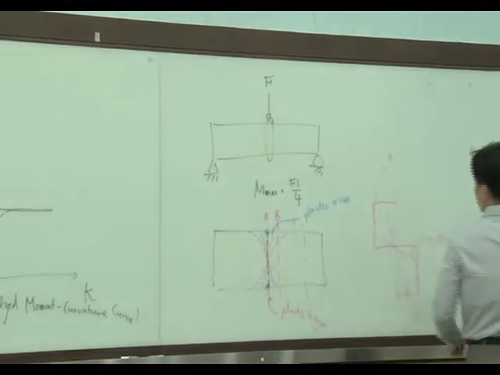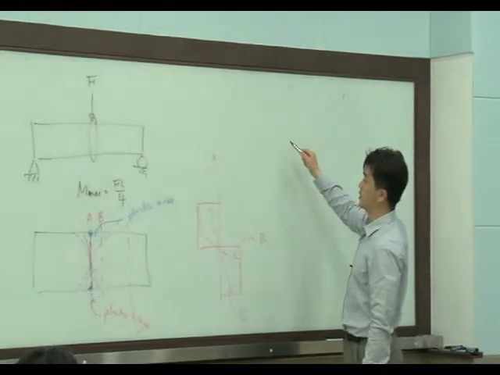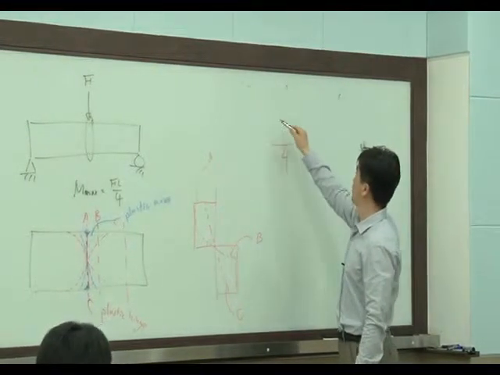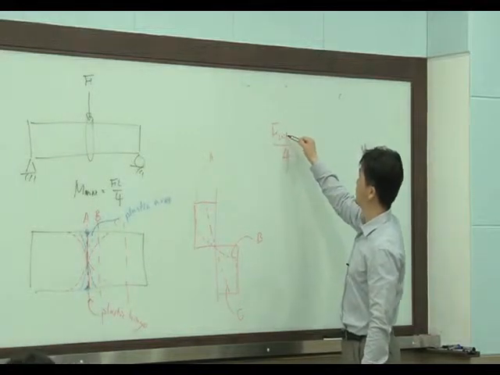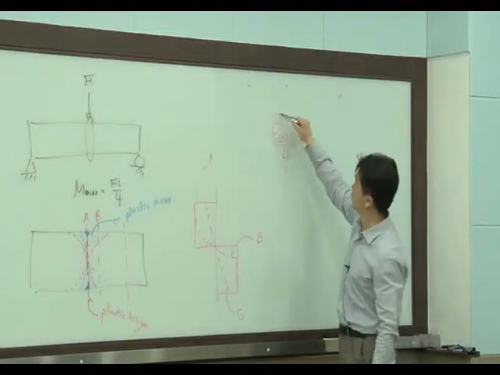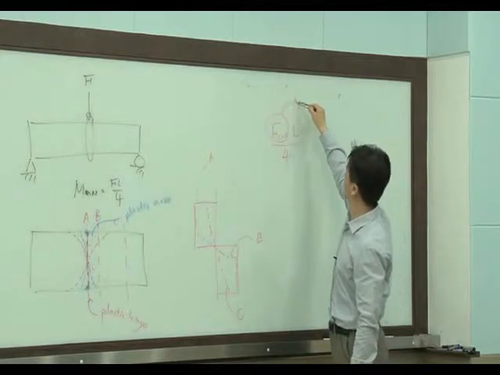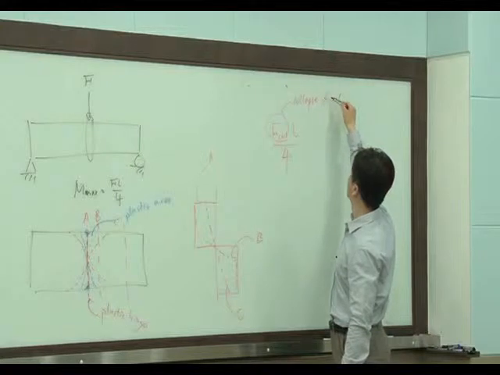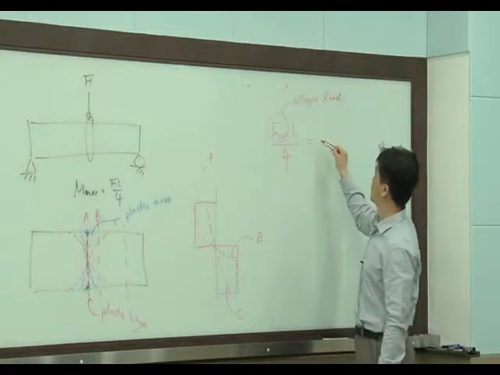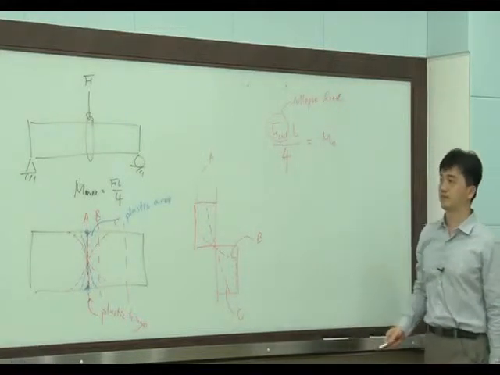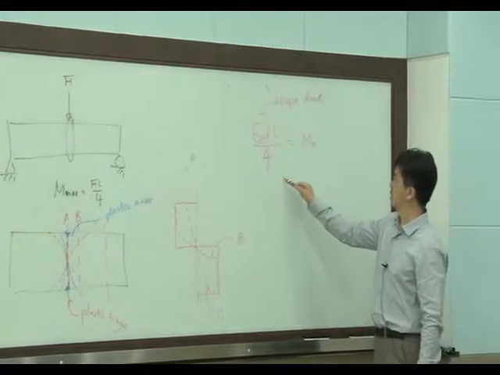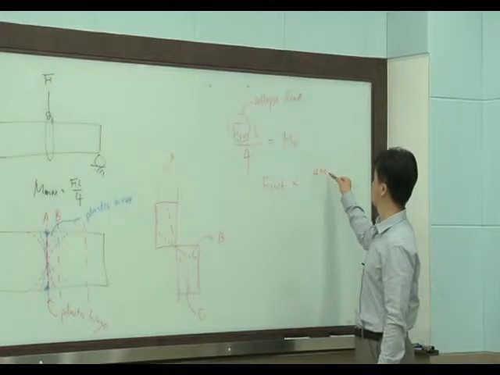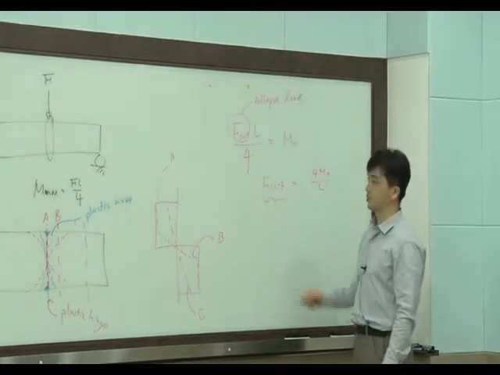So that collapse load can be very easily calculated. Let's say F critical is the collapse load. Collapse load equals M0. And F critical equals 4M0 over L. This is the collapse load.